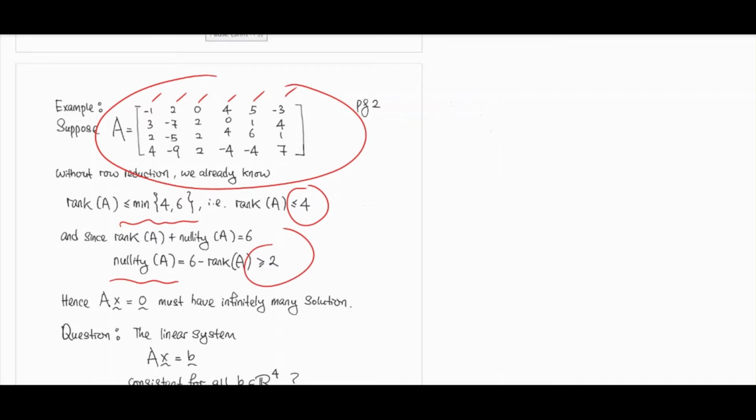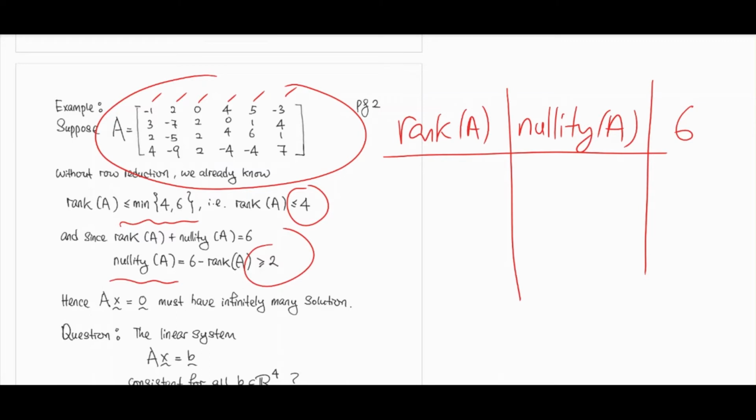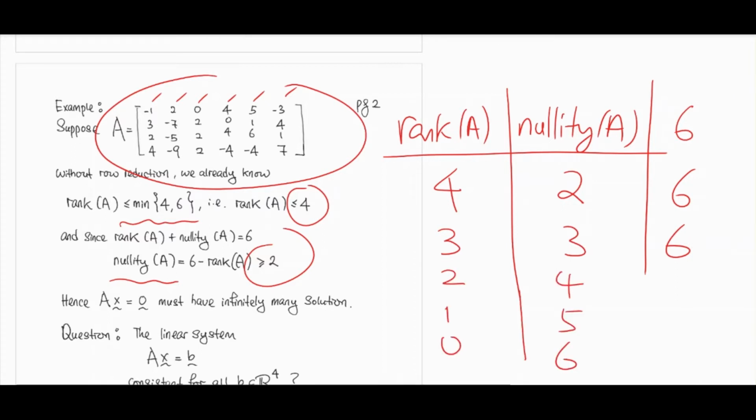Why is that the case? It is the case because the rank of A and the nullity of A should add up to 6, the number of columns. So if the rank here is 4, then the nullity has to be 2 in order to make 6. The rank of A can be smaller than 4, say 3, and then the nullity has to be 3 in order to make 6. So as you can see, the nullity of A can be as small as 2, but can be as big as 6. So minimum is 2.